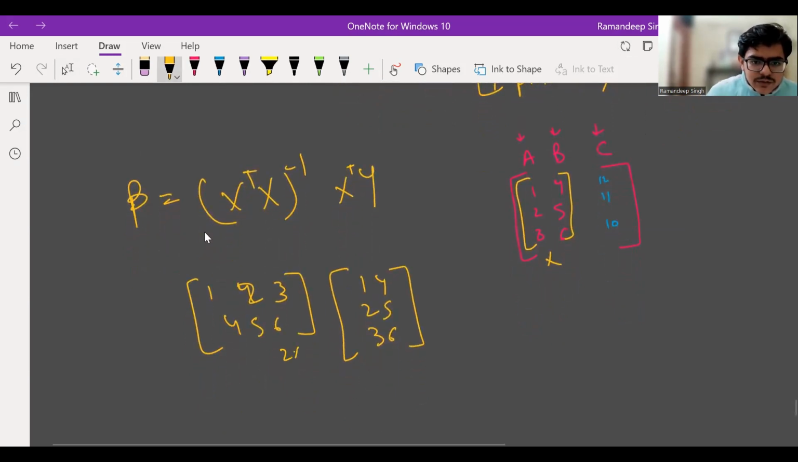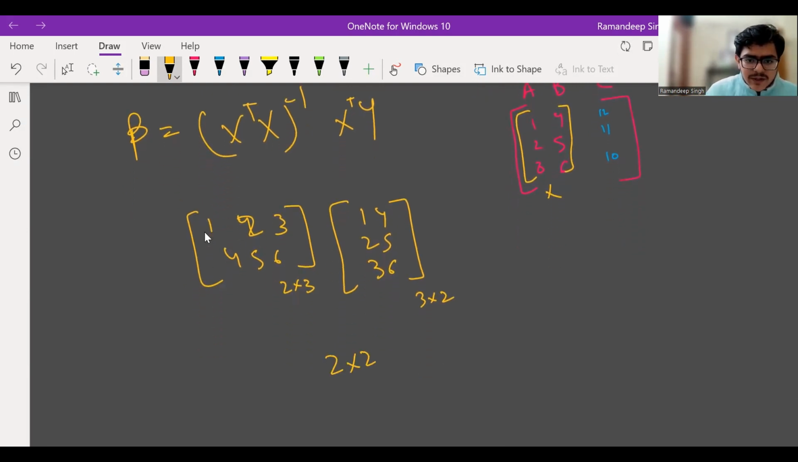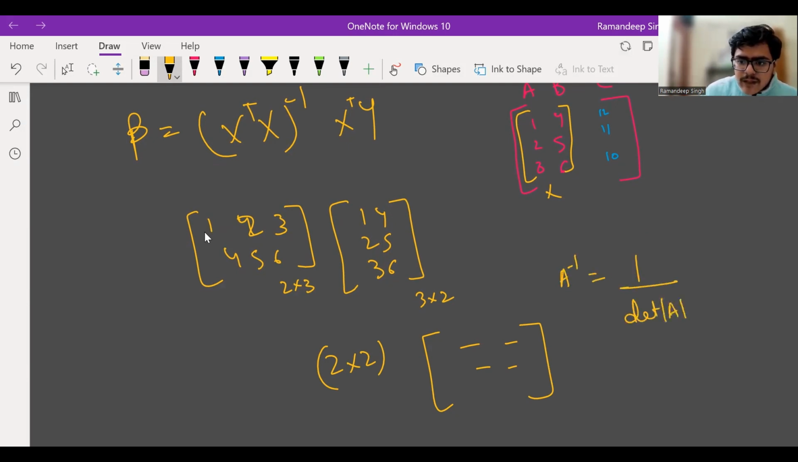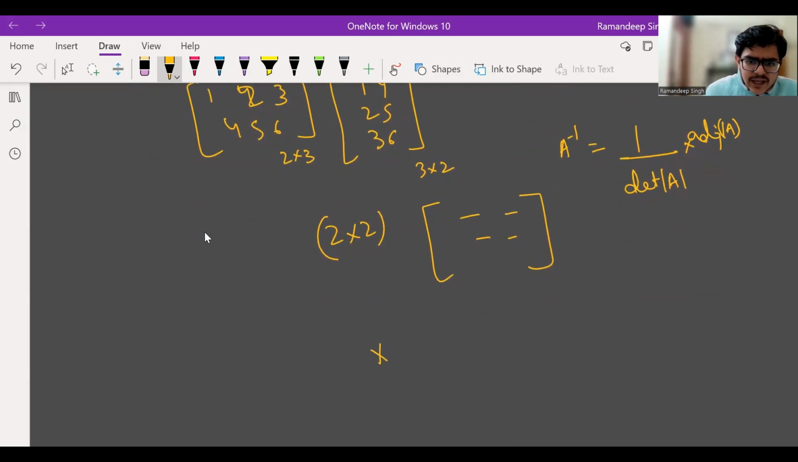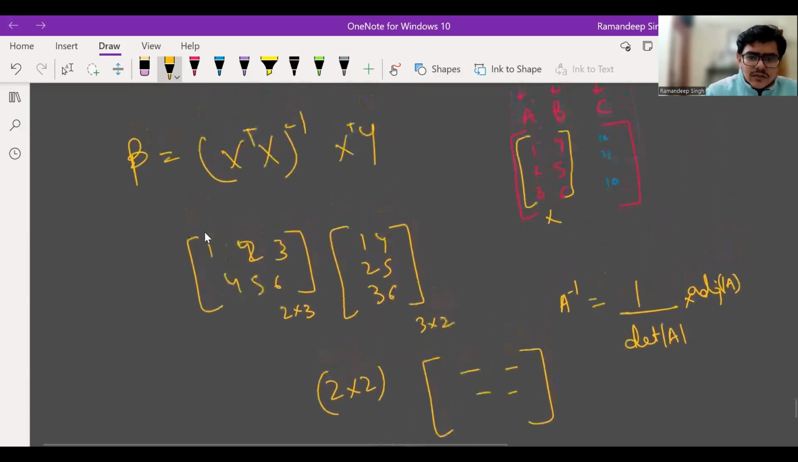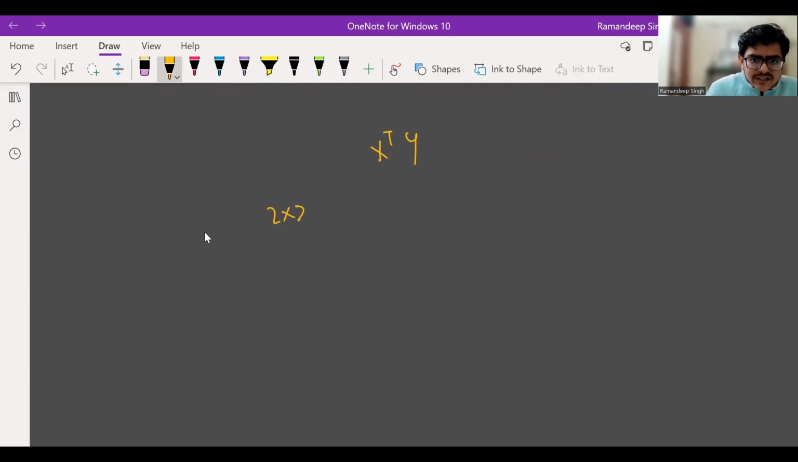The shape of this matrix is 2 into 3, and this is 3 into 2, right? When I multiply this, I will get a matrix of 2 multiplied by 2. Let's say it is this: A, B, C, D. And if I take the inverse of this matrix, the inverse of A is 1 upon the determinant of A multiplied by the adjoint of the A matrix, right? So I take the inverse of this matrix and multiply it with X transpose Y. This is the 2 cross 2 matrix which I have received right now.